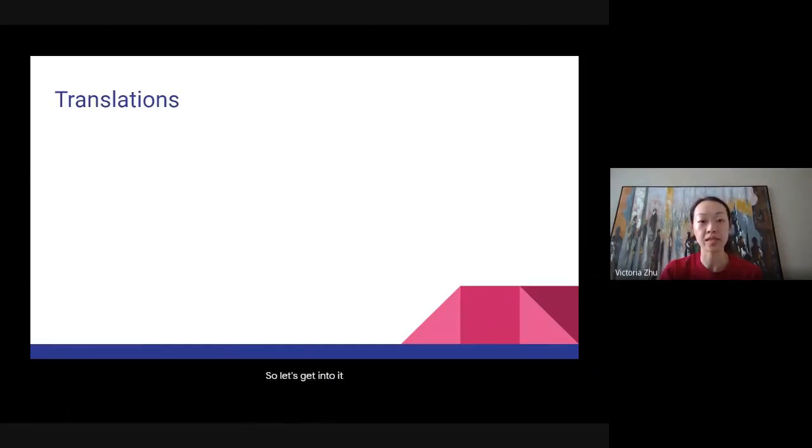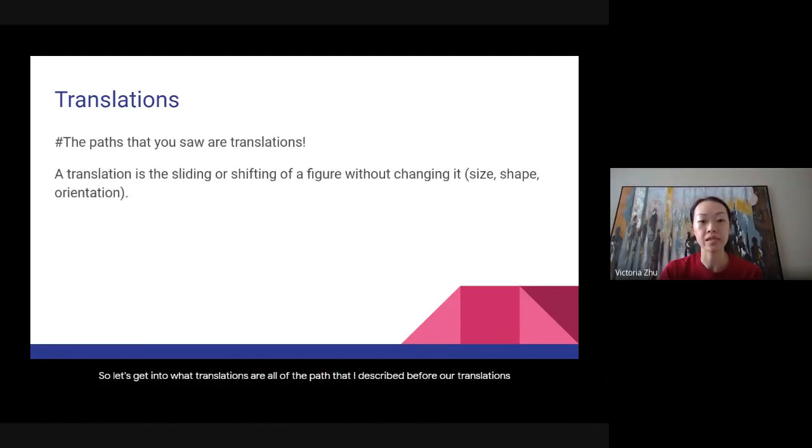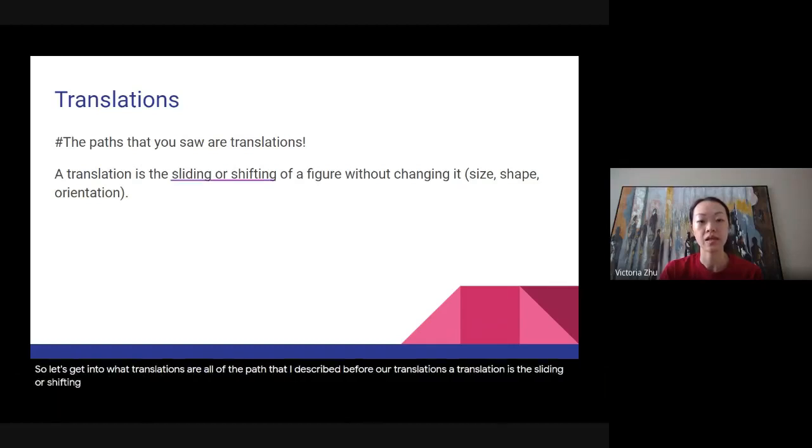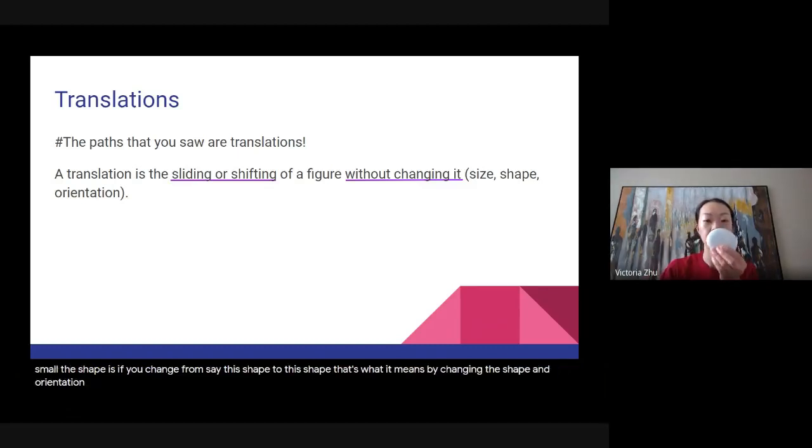So let's get into what translations are. All of the paths that you described before are translations. A translation is the sliding or shifting of a figure without changing it. That means not changing the size, shape, or its orientation. Size is how big or small. The shape is if you change from, say, this shape to this shape. That's what it means by changing a shape. And orientation means how it's arranged.